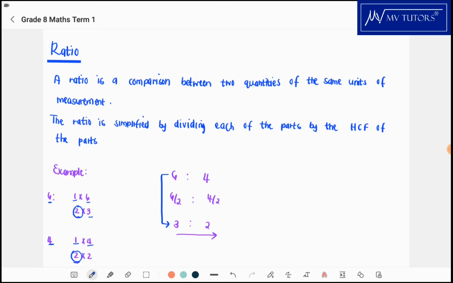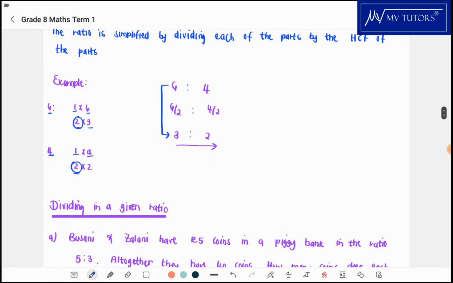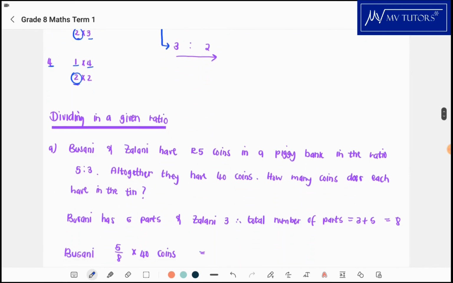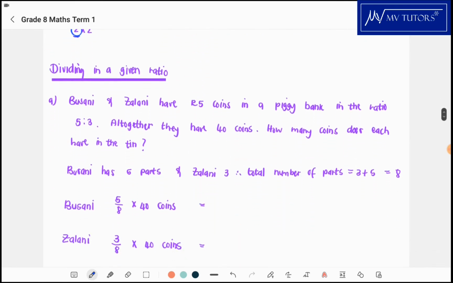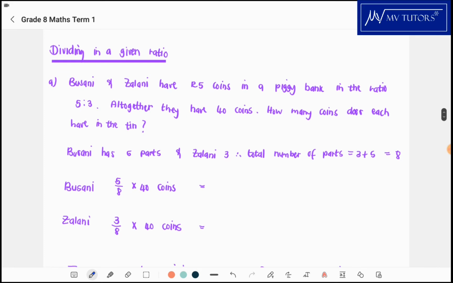Like I said, this is very important. Ratios are not bad. They're actually quite simple. But sometimes students do mess it up or misunderstand, especially when you start having word problems. So let's now see. We have a word problem over here. Okay, so dividing in a given ratio.